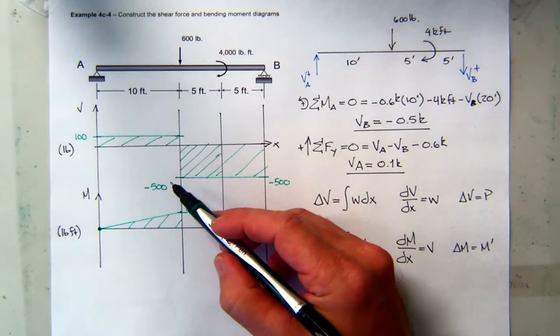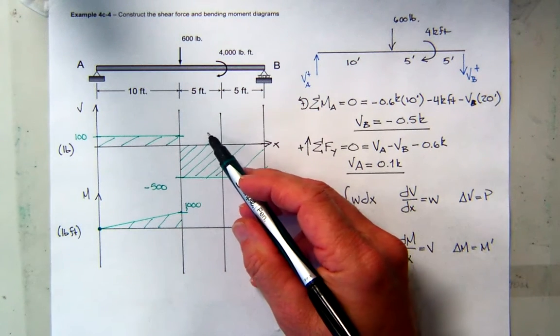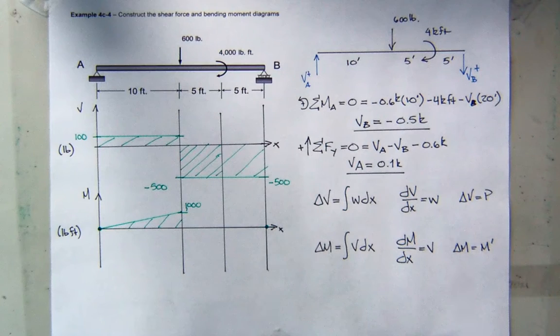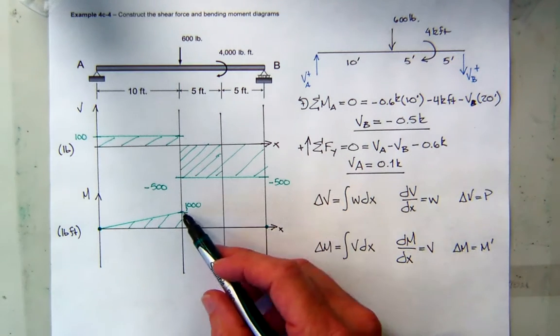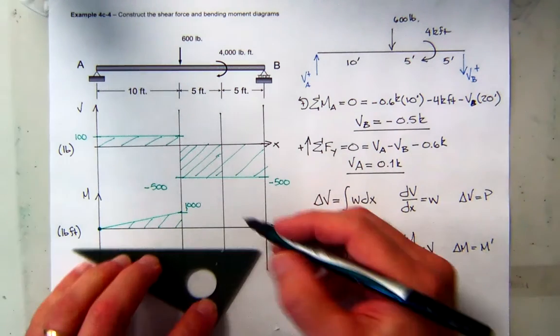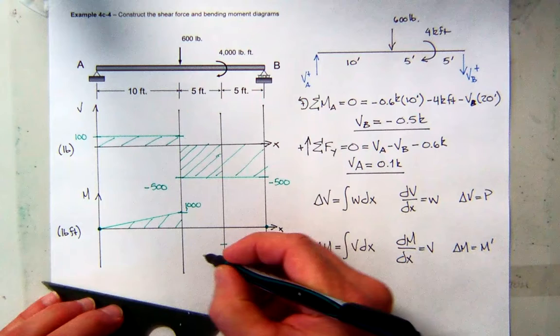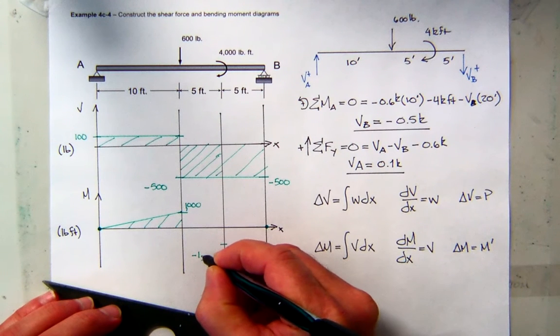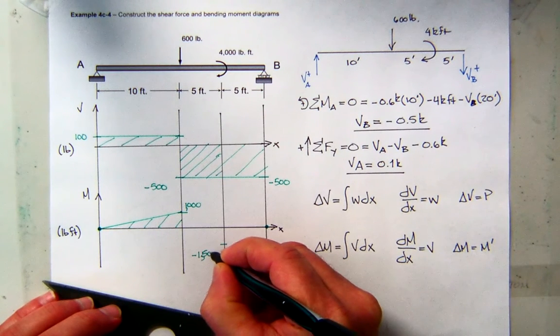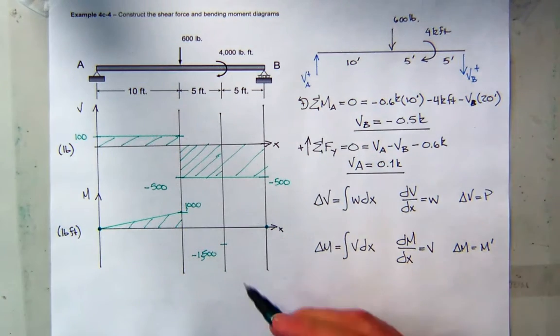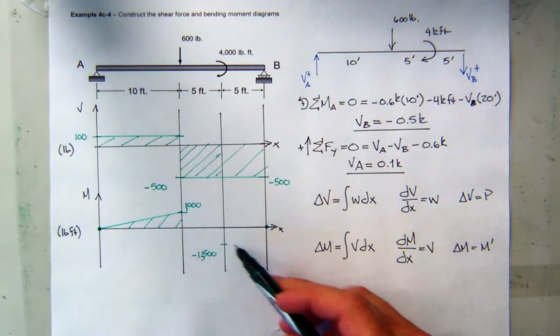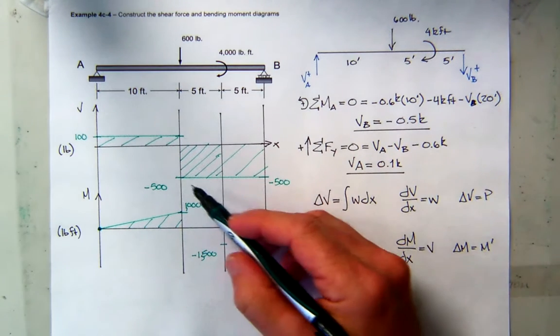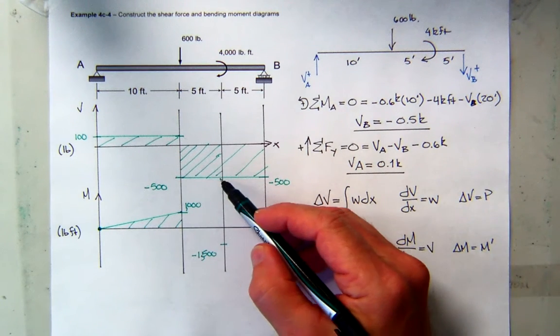It'd be negative 500 times 5. That's negative 2,500, right? What is 1,000 minus 2,500? Minus 1,500. What's the shape of the graph in between? Well, it's given by the shear, and the shear is constant and negative.